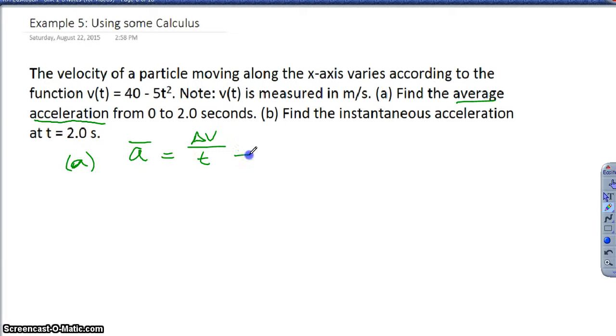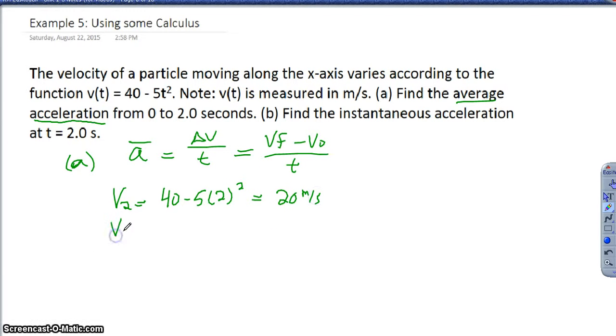For part A, instead, I just want to find out what was my final velocity at 2 seconds, what was my initial velocity at 0 seconds, and then how long did it take? Well, 0 to 2 seconds, so just 2 seconds. So to find this, I'm going to find my velocity at 2 seconds by just plugging in, so 40 minus 5 times 2 squared. So in this case, 40 minus 4 times 5, so 20 meters per second. My velocity at 0 seconds was obviously just plugging in 0, so 40 minus 5 times 0 squared, so just 40 meters per second.